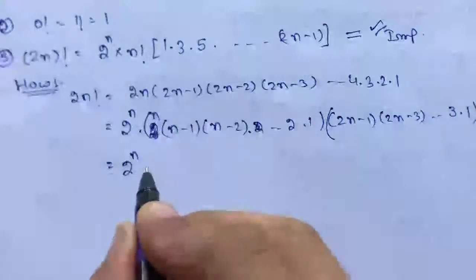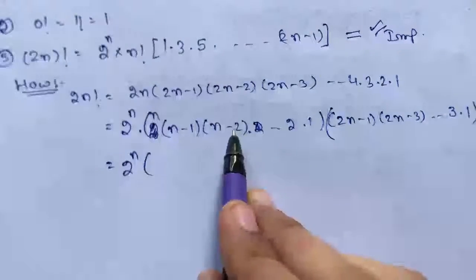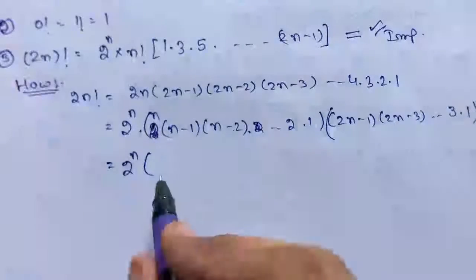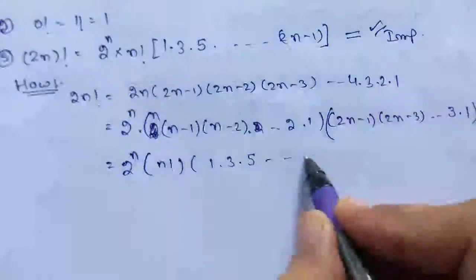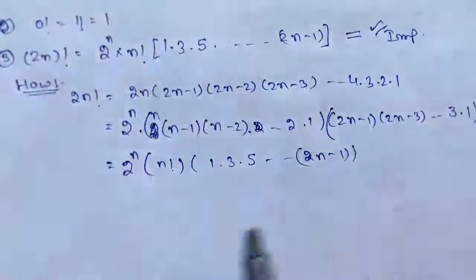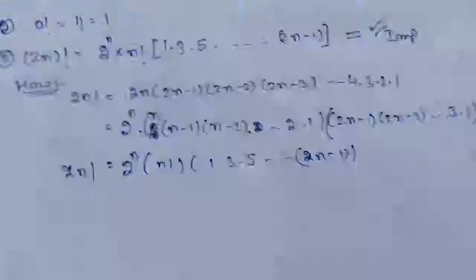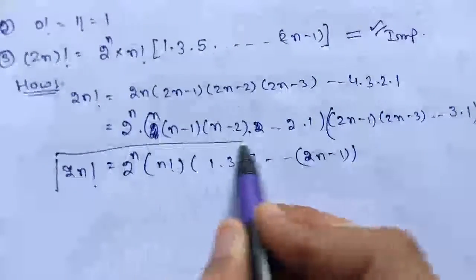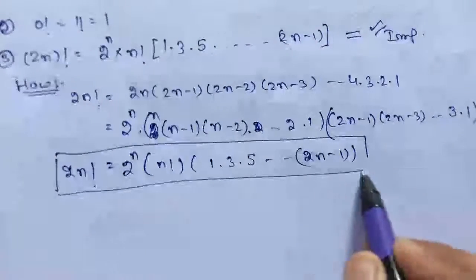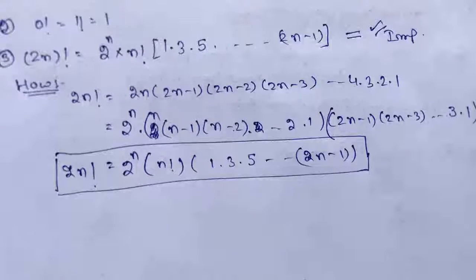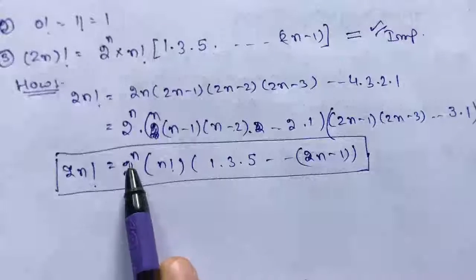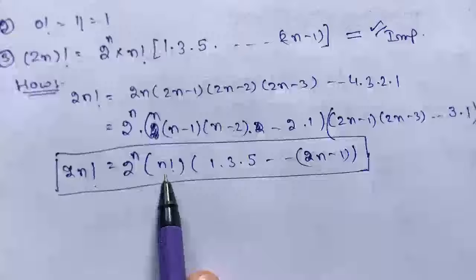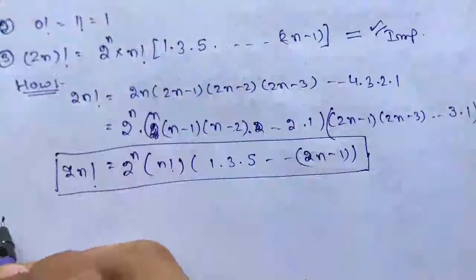Now this is 2 raised to the power n. What is 1, 2, 3, 4 till n minus 2, n minus 1, n? Simply it is the notation for n factorial, and this is 1, 3, 5 till 2n minus 1. Okay, so hence 2n factorial will simply be equal to 2 raised to the power n into n factorial into 1, 3, 5 till 2n minus 1. Means these will be all the odd numbers in the product. This n comes from here, and here it will be n factorial. Okay, so this is to be remembered.